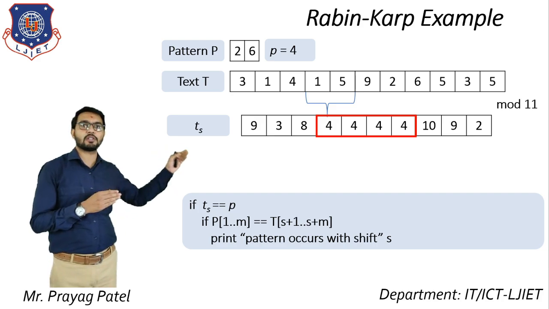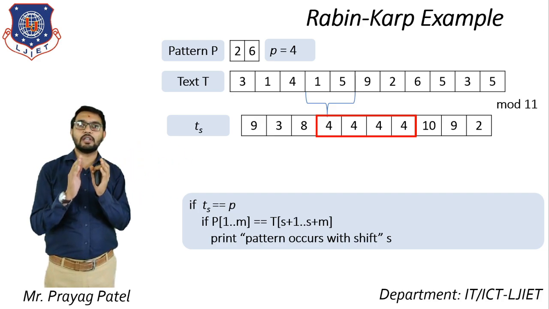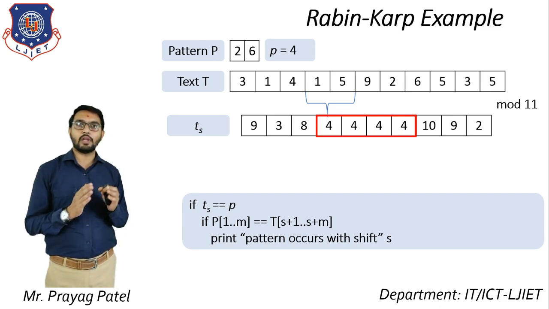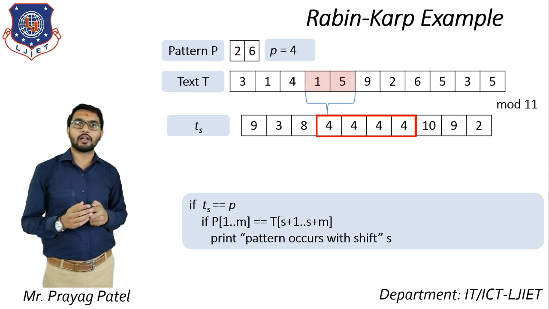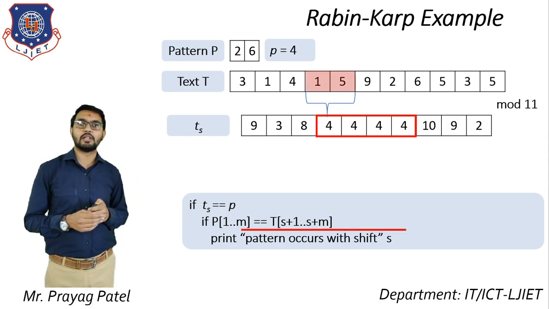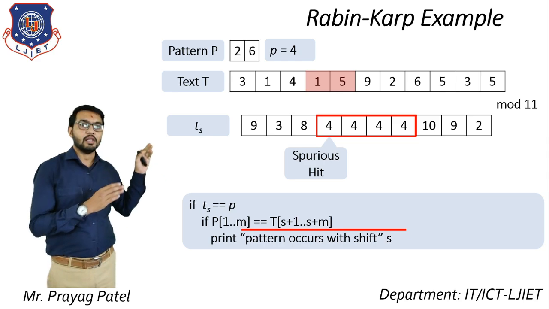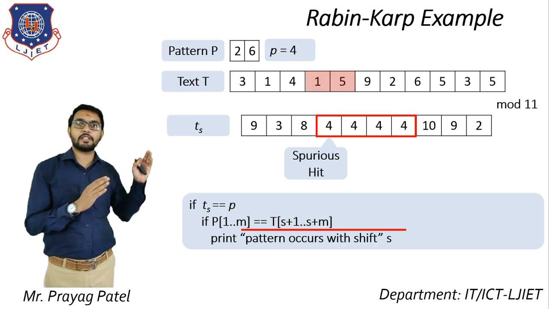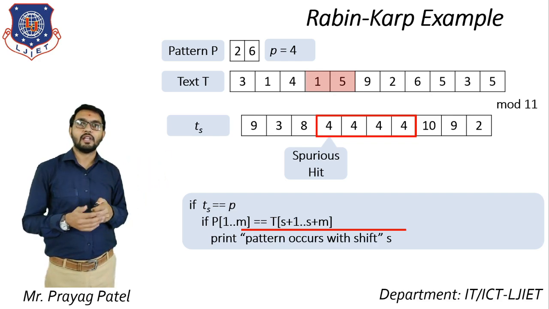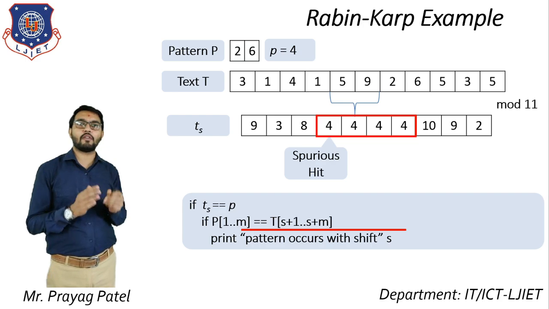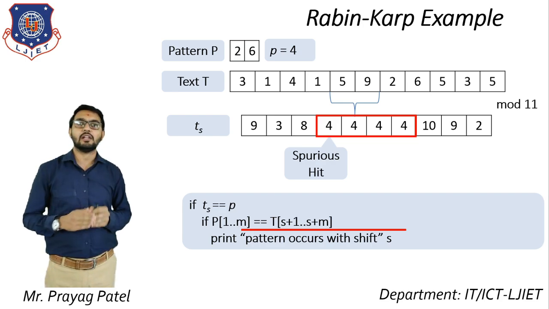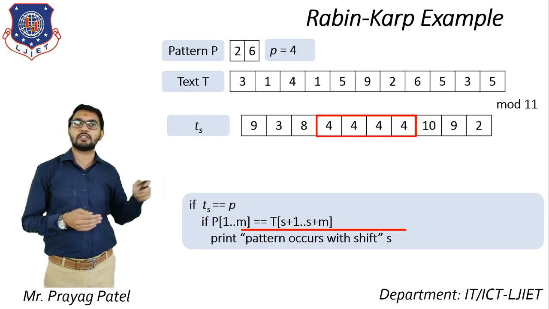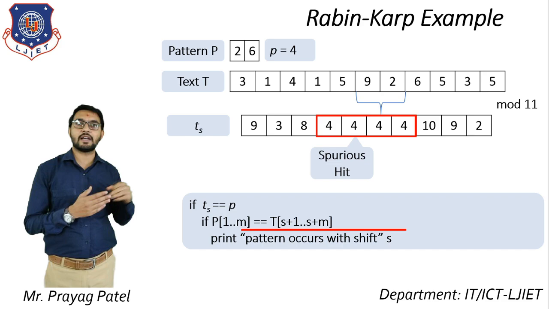Now the first location where 4 occurs is from the text 15. So is 15 your pattern? No. So this step is not matched, and we move to the next step. This first 4 is not your pattern, that's why we can say that this is a spurious hit. Now consider the next 4 value. The next 4 value is found from the location 59. So is 59 your pattern? No, your pattern is 26. So this is not your answer, and it is also a spurious hit.